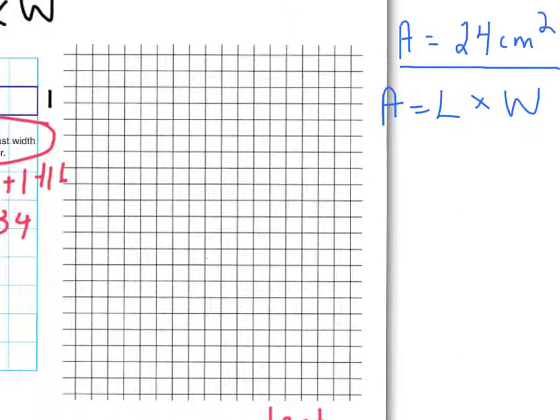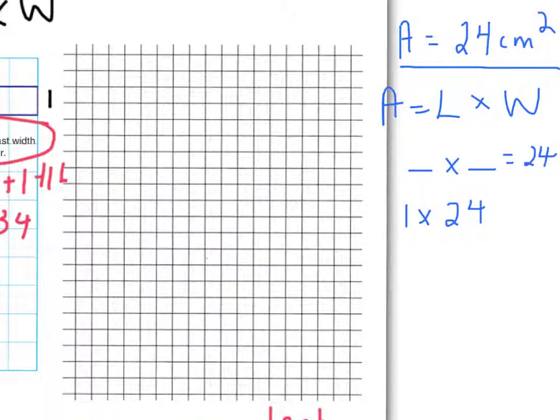All right, let's take a look. What times what can equal 24? Well, if I know my basic facts, this isn't too tricky. I can use my multiplication table if I need to, or my calculator if that's the case. I can always go 1 times something, so 1 times 24 could equal 24.